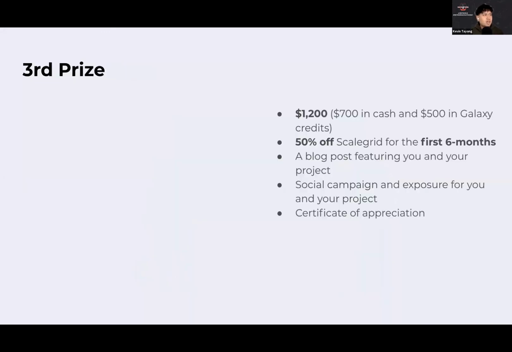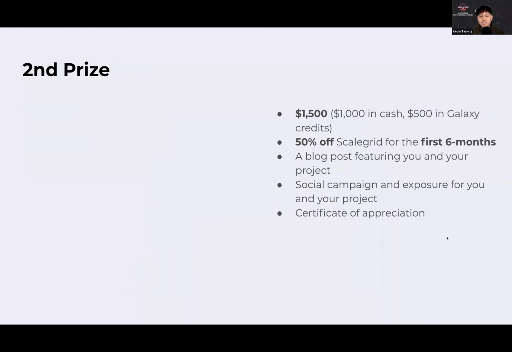So the third prize, just over the summary over here, is $1,200 and 50% off ScaleGrid for the first 6 months. You get a blog post, a social campaign, as well as a certificate of appreciation. And the third prize goes to Team COKOA. So Team COKOA, congratulations. You are the third place.